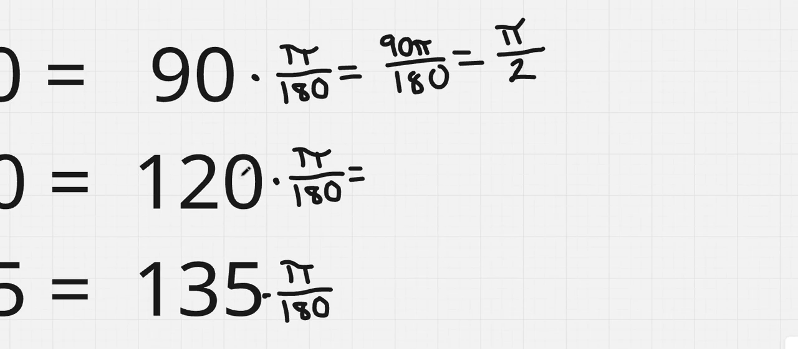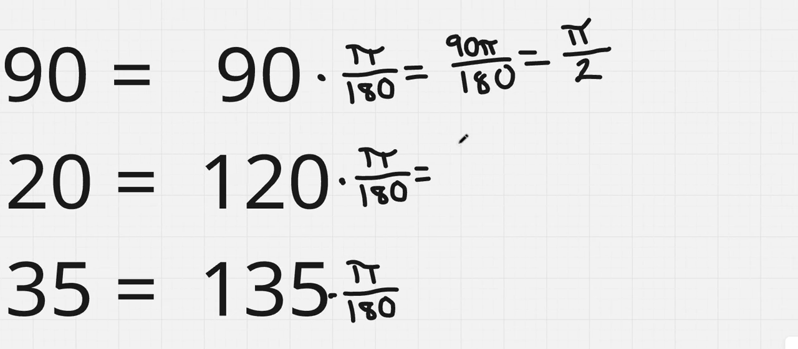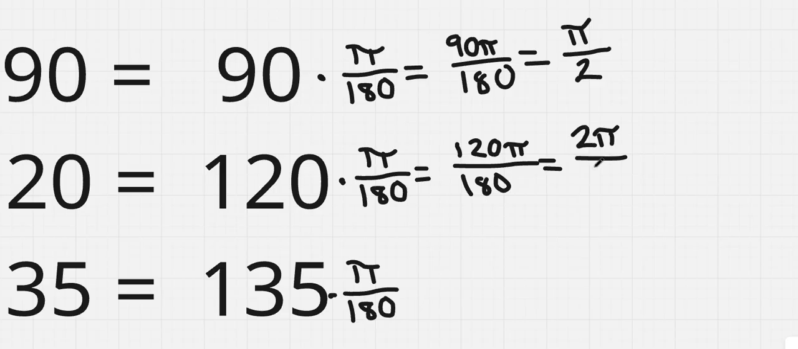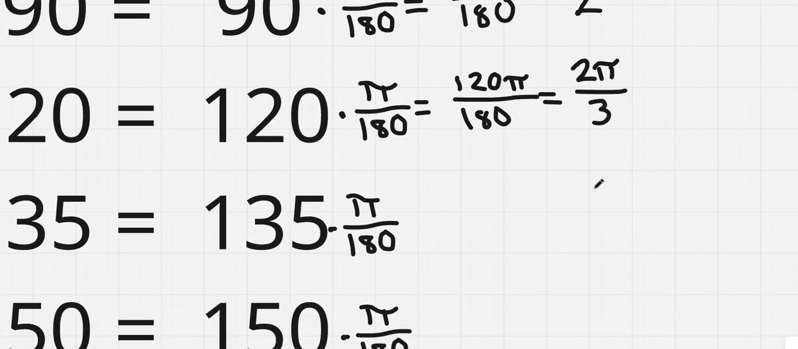120 converted to radians is going to be 120 pi over 180. The greatest common factor of these two numbers is 60. So we're going to divide both our numerator and our denominator by 60. 60 goes into 120 2 times. So we're going to have 2 pi. And 60 goes into 180 3 times. So our denominator is 3.